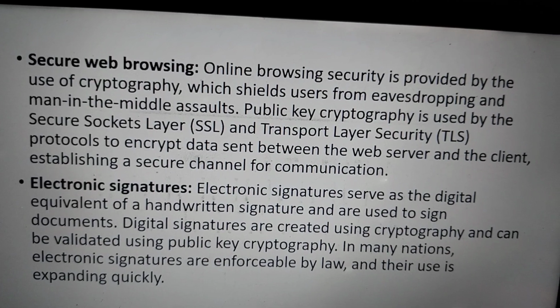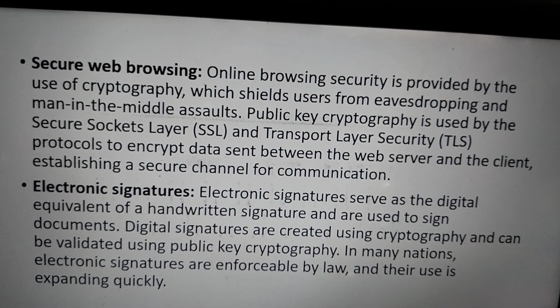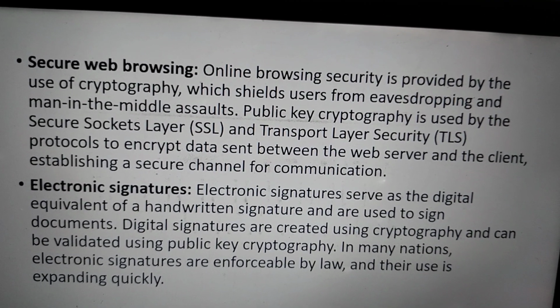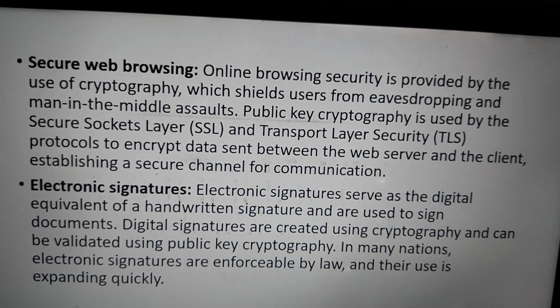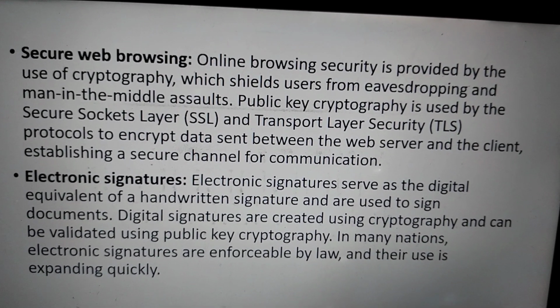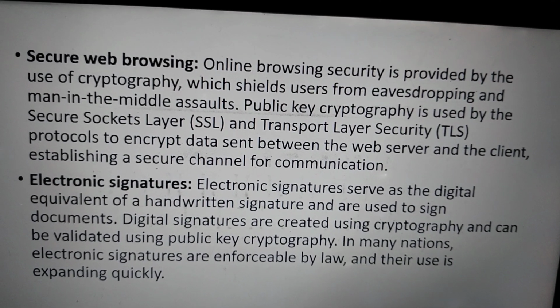And next one is electronic signature. This electronic signature is equivalent to a handwritten signature. The e-signature will be uploaded to perform the encryption and then the decryption process. Through that electronic signature, the authentication of users will be verified from the sender side as well as the receiver side.